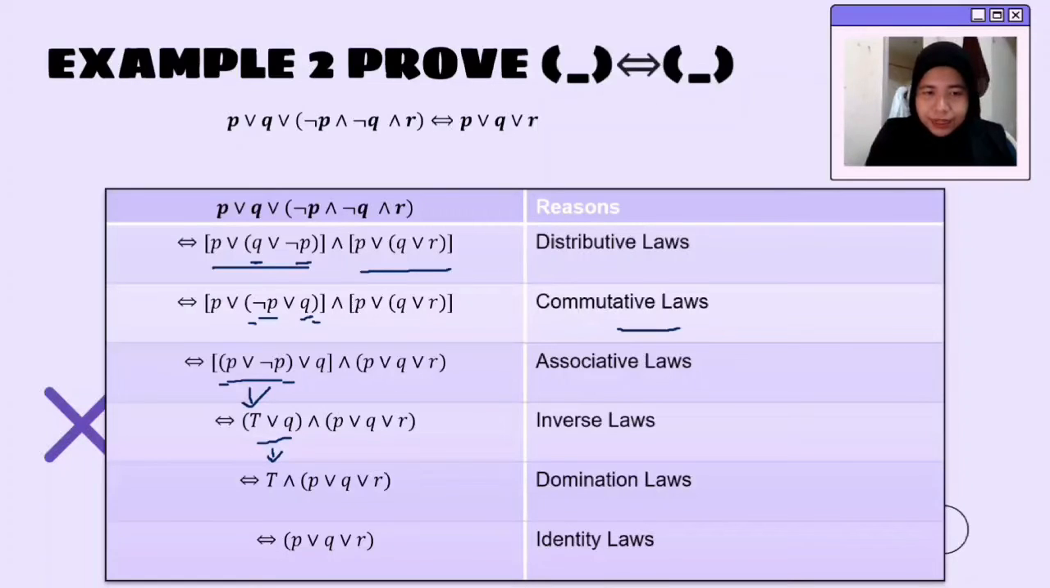After that, we will be left with T and P or Q or R. For this one, we can use identity laws. So it will be left with P or Q or R. So we had gotten this statement right here. So we can see the statements are logically equivalent with each other, and it is.